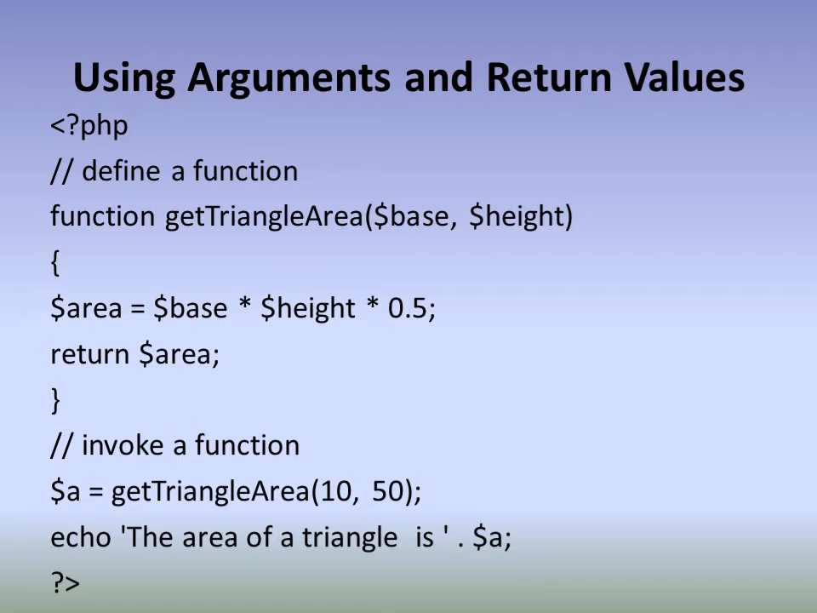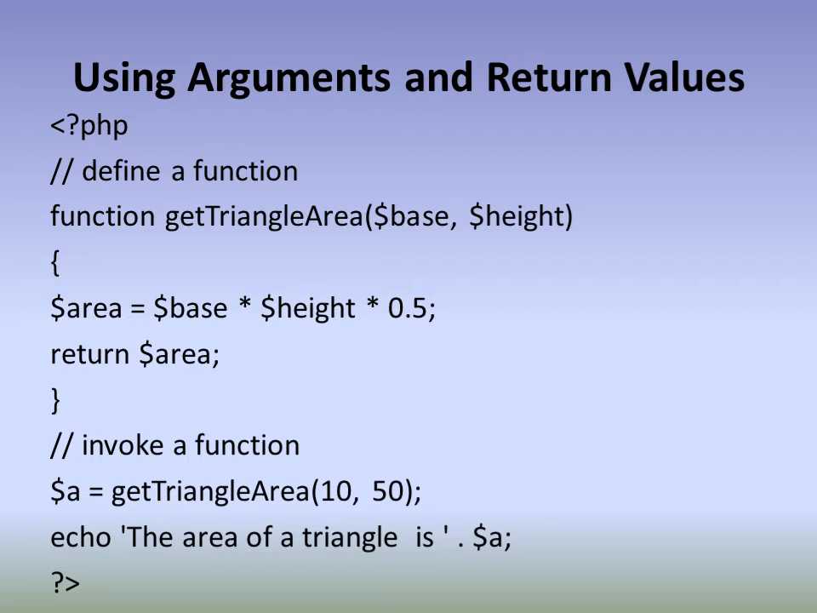So here, invoking the function, we are giving a statement $a equal to getTriangleArea. Within arguments we have given 10, 50. The number of arguments should match the definition of the function. In defining the function we have given two arguments, so while calling the function also we have to give two arguments. This 10 and 50 is copied to $base and $height. These 10 and 50 are the actual arguments, and $base and $height are formal arguments or formal parameters.